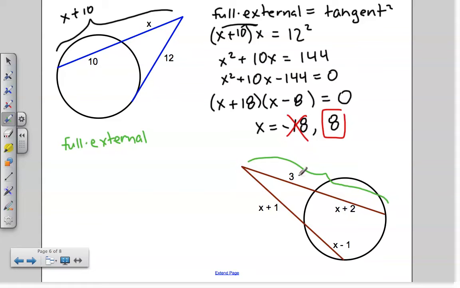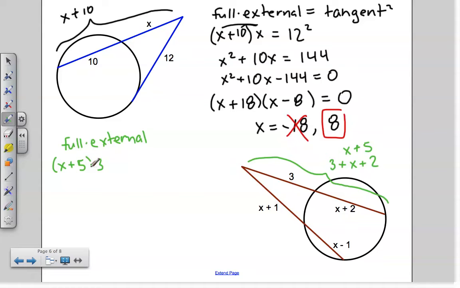What is the full length? This much is 3, this much is x plus 2, and what do you do with those two things to get the whole thing? You add them. So 3 plus x plus 2. Combine like terms. It's actually x plus 5, isn't it, combining the 3 and 2? So for this one, the full thing is x plus 5 times the external, and the external part is the part outside, which is 3.